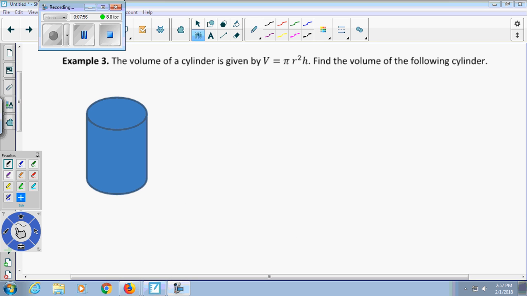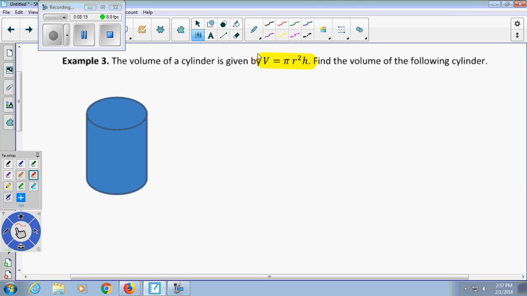And for the last example, example 3, again, if you want to find the volume or area of some given object, here we have this formula, let me highlight that. V is equal to pi r squared h. This is saying that the volume of this cylinder is equal to pi times r squared times h.